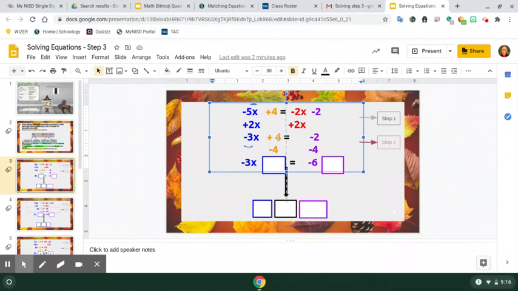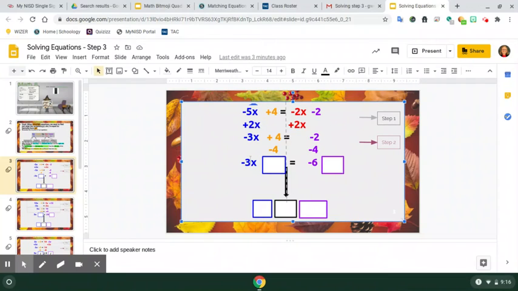Then we focused on moving the constant, right? So instead of this positive 4 here, in order to eliminate it or to make it 0, we would subtract 4 from both sides. Okay, so subtract 4 from one side, you have to subtract 4 from the other side. Okay, so now we move that negative 3x down, we're good.